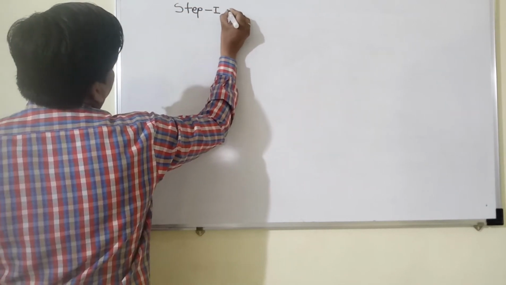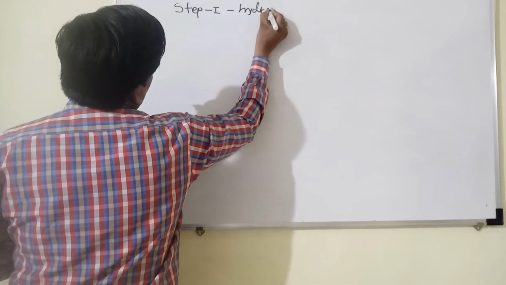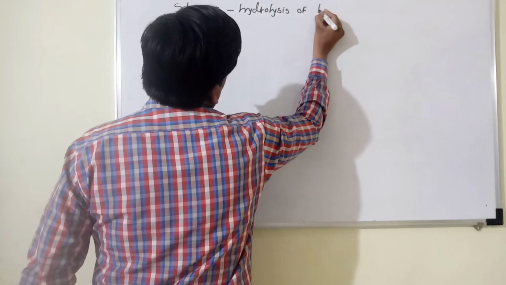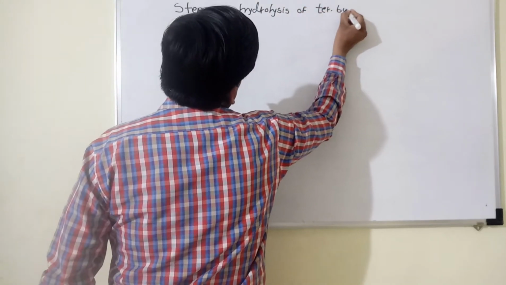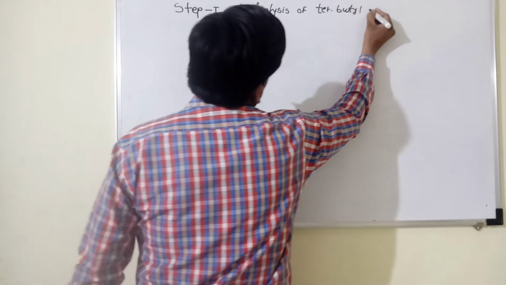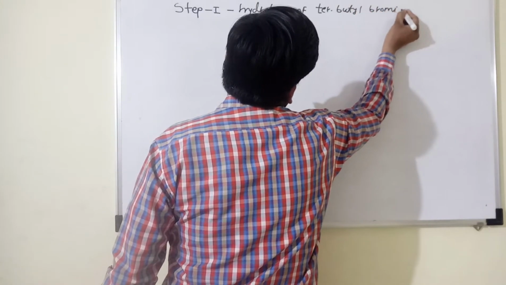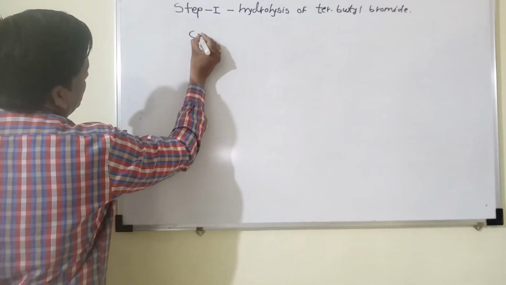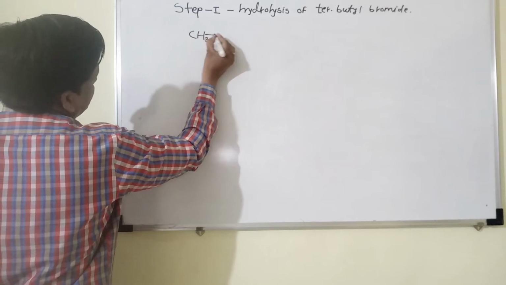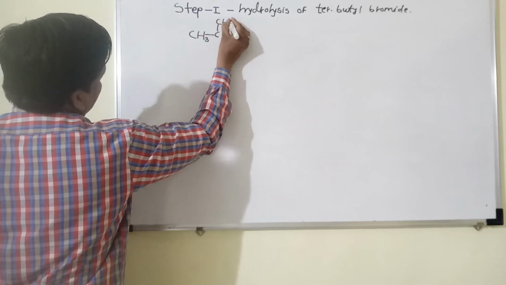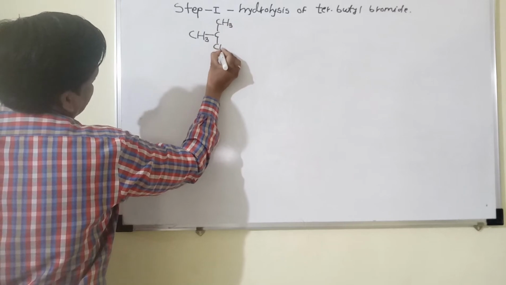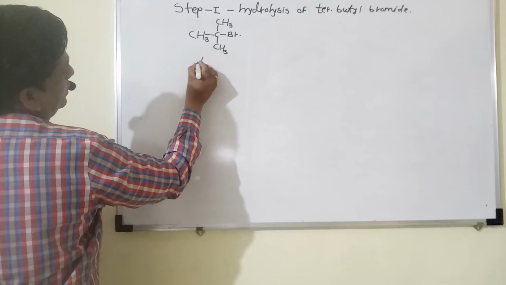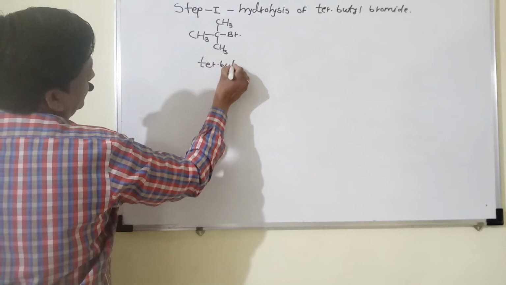Step first, that is hydrolysis of tertiary butyl bromide. You know the structure of tertiary butyl bromide. Just see the structure: CH3, single bond, C, with CH3, CH3 and Br. This is the structure of tertiary butyl bromide.